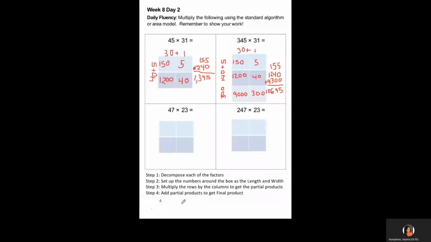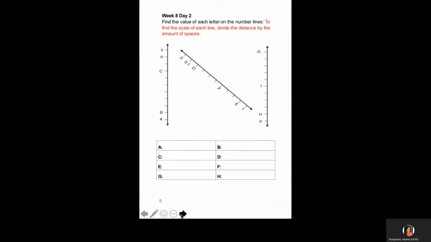All right, let's go to our next fluency problem of the day. I think you guys can handle doing the next 2 on your own. So for the next fluency problem, we need to find the value of each letter on this number line. In order to do that, we need to find the scale first, and to find the scale, we just divide the distance by the amount of spaces.